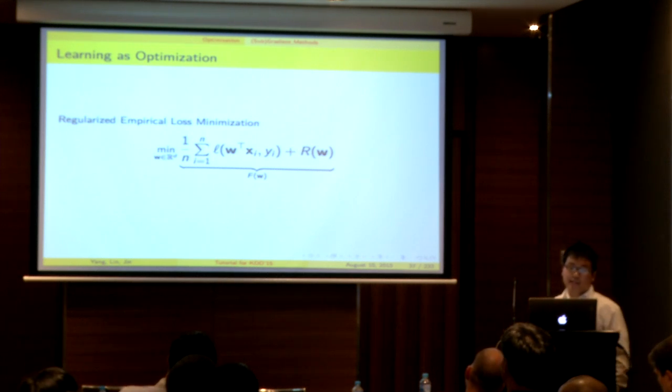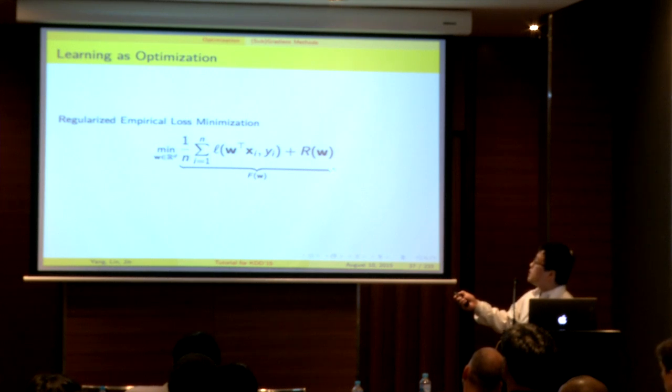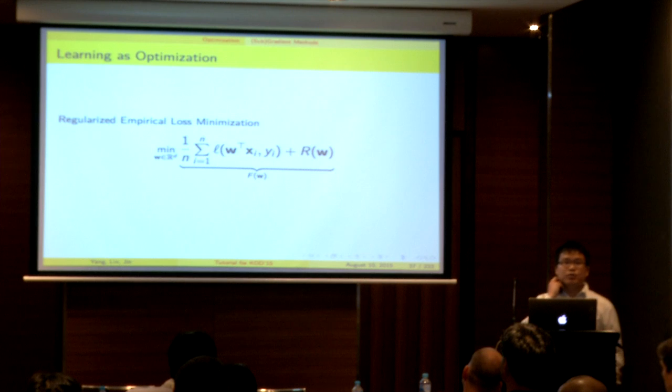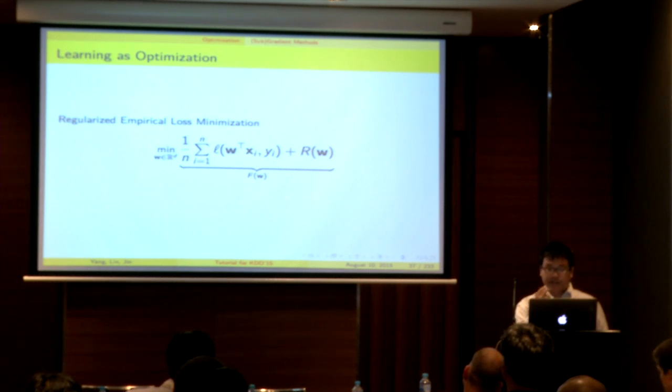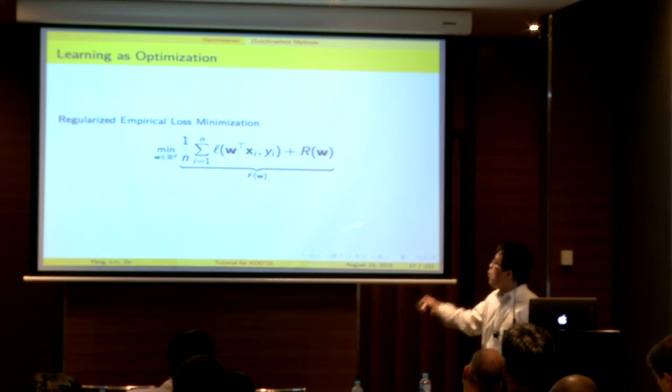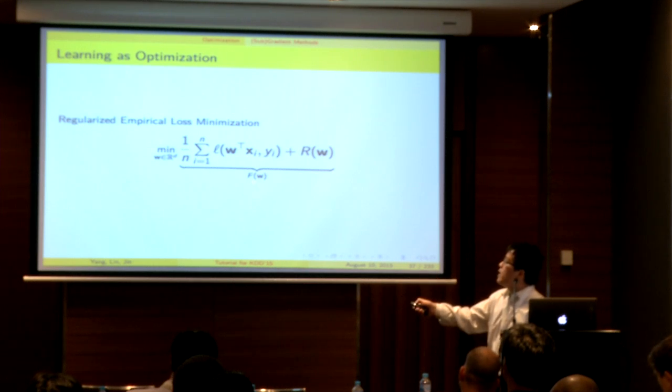Small n is the size of the data, and R(W) is the regularization term, which can help you fix this overfitting problem. So in optimization, we call the whole thing here the objective function, denoted by capital F(W).